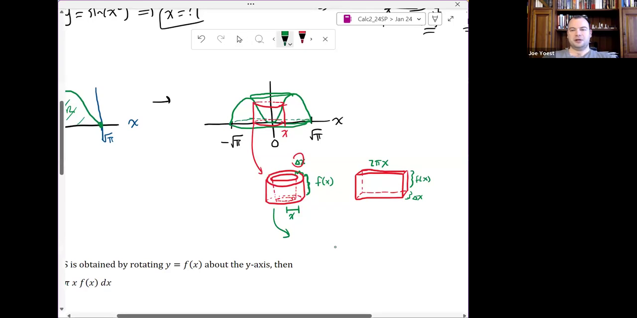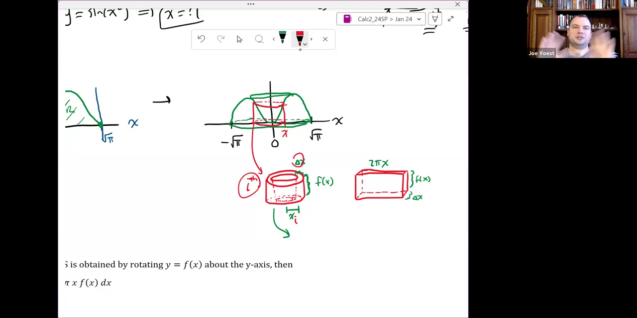So I can see this little contribution to the volume. Maybe I can say that this is the ith shell, and this would be x sub i. The first shell would be the very innermost one that goes from x equals 0 to x equals delta x. Then I'd have a second shell that would wrap around that one, and a third shell that would wrap around that one, until I build them up and I'm all the way out at x equals root pi.